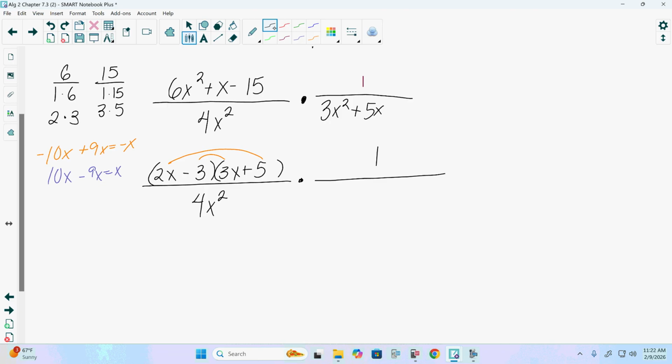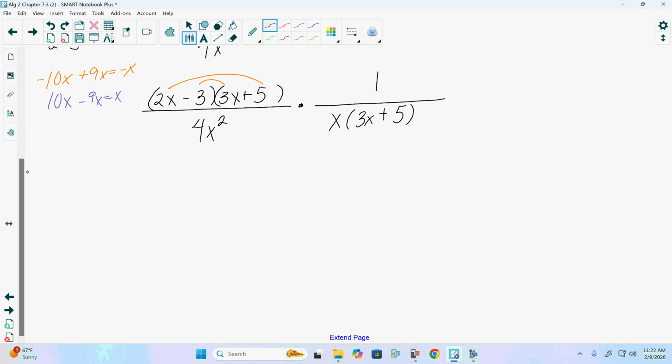Now lastly, 3x squared plus 5x. It is a second degree, so first thing we need to look for is greatest common factor. It has the greatest common factor of x. And if we factor x out of 3x squared, we're actually left with 3x. And if we factor x out of 5x, we get 5. Okay, so we do have 3x plus 5 on top and bottom, yes?